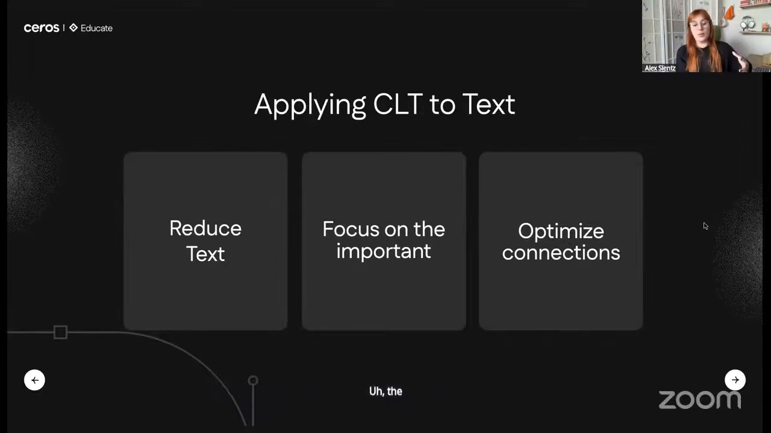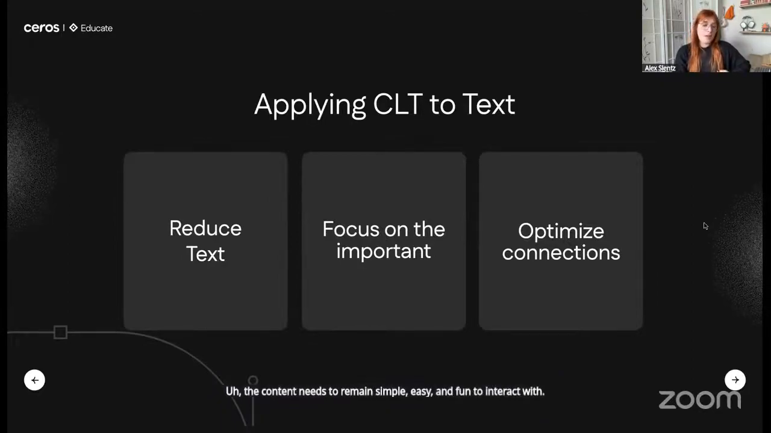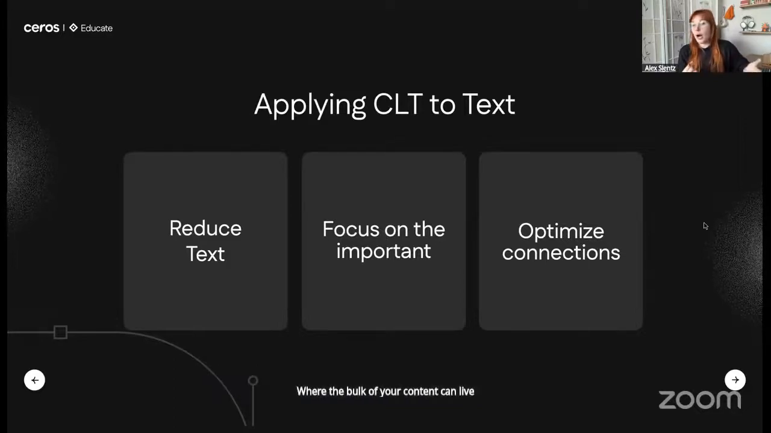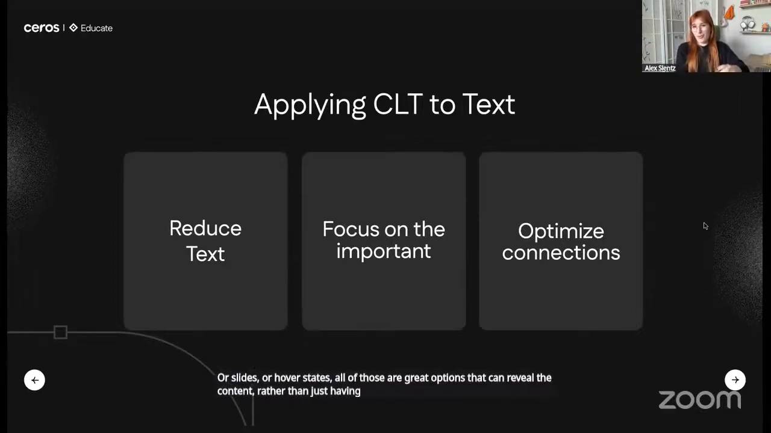The content needs to remain simple, easy, and fun to interact with. Instead of overwhelming your audiences with text, focus on the important points, bullet points, and main sections where the bulk of your content can live. So, having pop ups or carousels or slides or hover states, all of those are great options that can reveal the content rather than just having it all at once.